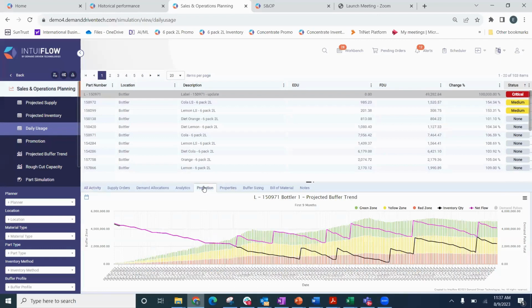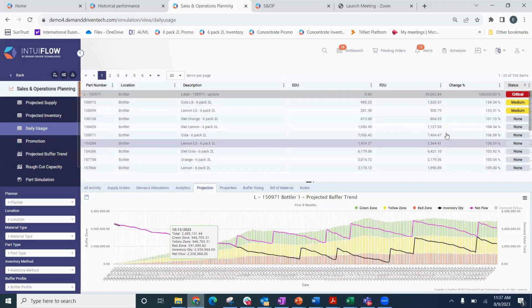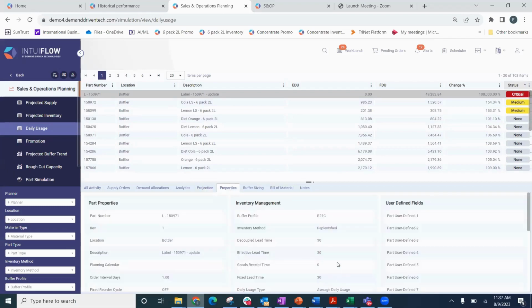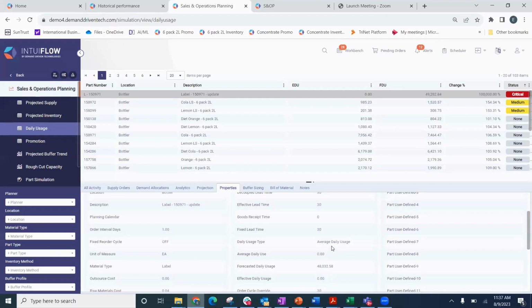We can look at its buffer projection, and this module is looking out into the future based on the forecasted demand. This is a label product. So the forecasted demand is cascaded down from the end item, from our demand planning solution, through the end item, down its fill material to the label requirements. Even though we see a critical flag here, because you can see the rate of daily usage is growing dramatically, this item is actually using average daily usage, and it had no usage in the past.